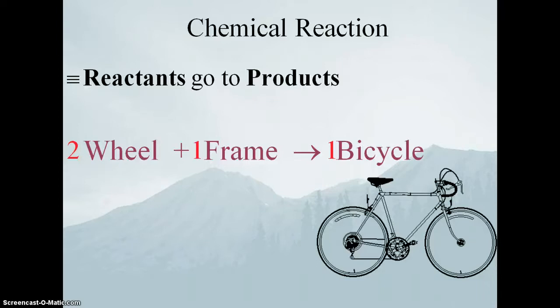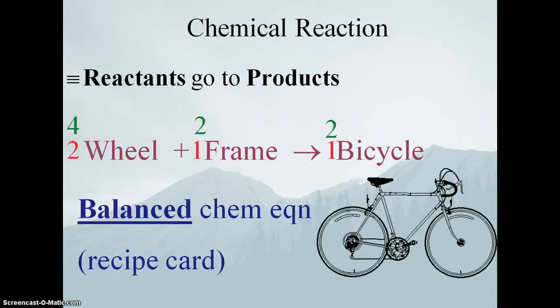So now I have my balanced chemical equation. And again, this is just a recipe card. For every 1 bicycle, I need 2 wheels and 1 frame. Now I can double the recipe, and that's totally cool. I just have to multiply all those numbers by the same number. So I can make that a 4, that a 2, and that a 2, and it's still a balanced chemical equation. I know if I take 4 wheels and 2 frames, I get 2 bicycles.